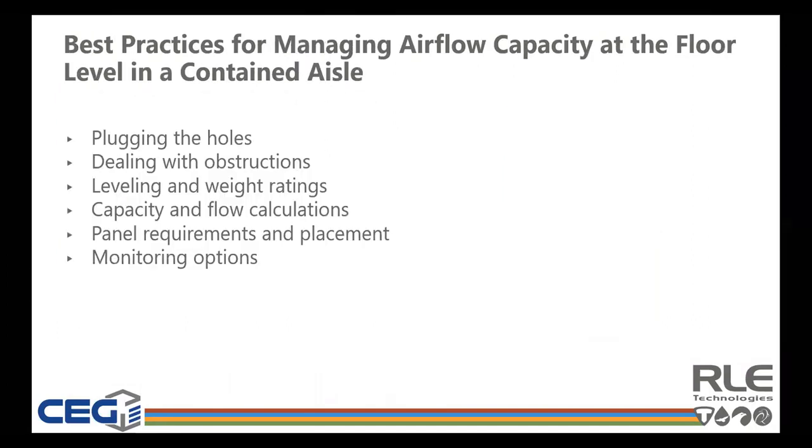Thank you, Tim. We're now going to take a look at six of the best practices for managing airflow capacity in the contained aisle at the floor level. So we're going to go through plugging the holes, dealing with obstructions under the raised floor, the importance of leveling and weight ratings on the floor tiles, a little bit more detail on the capacity and flow calculations and the associated panel requirements. And then we're going to get, as I mentioned earlier, a little bit more into some of the monitoring options.